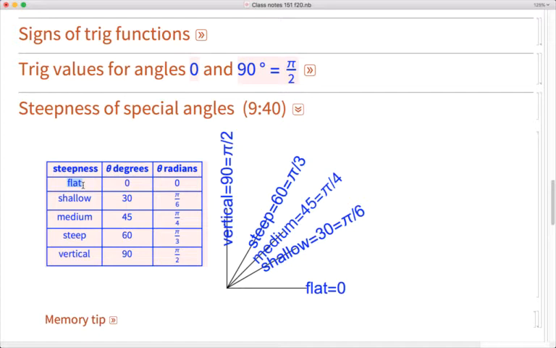And when you do that, it's also nice if you can attach to them a description. And what I'm going to call this is the steepness of the angle.